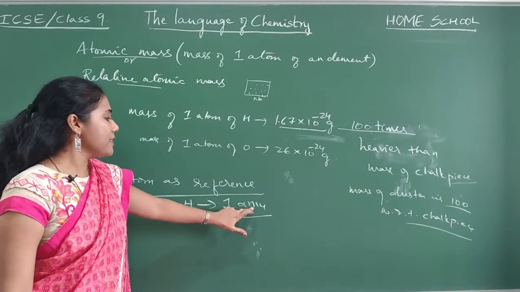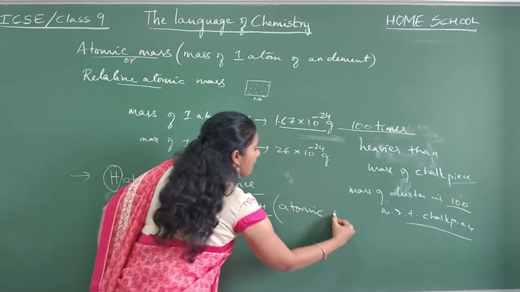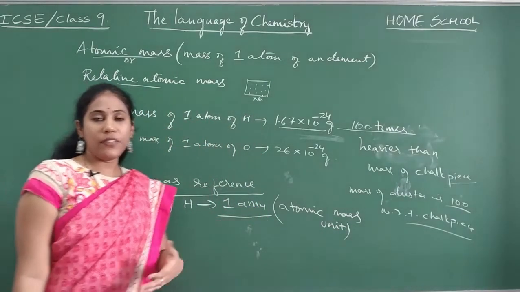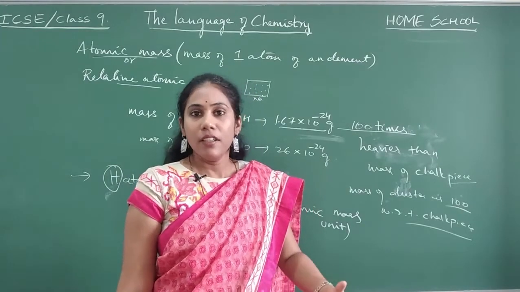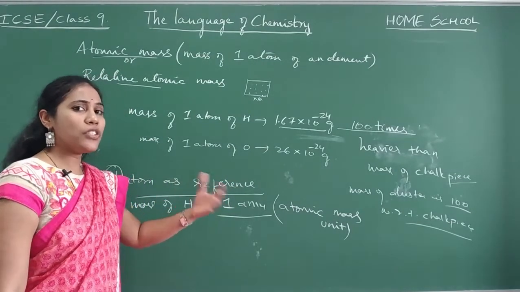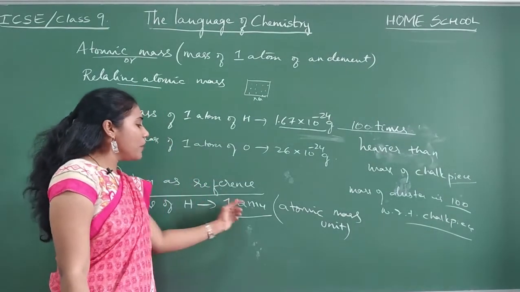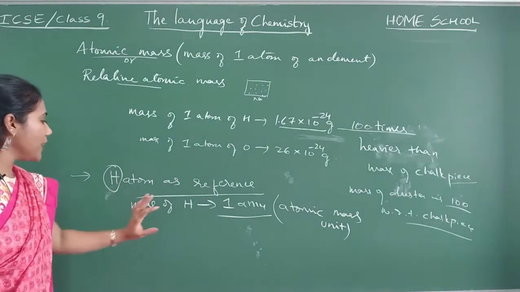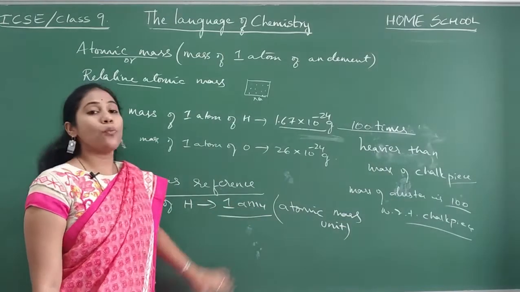AMU means atomic mass unit. This is the unit. For mass, we have units called grams or kgs. Atoms are very small, no? We don't measure them in grams or kgs. We want a much smaller unit, and that much smaller unit is AMU, the atomic mass unit. So scientists found that the mass of one atom of hydrogen is 1 AMU.